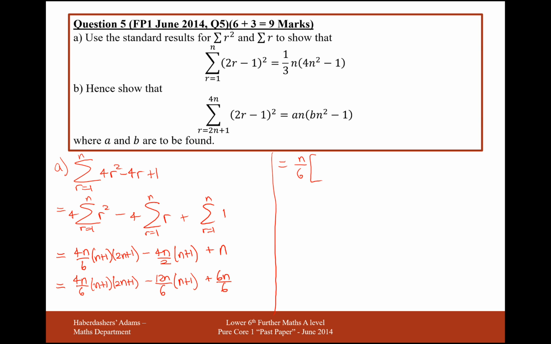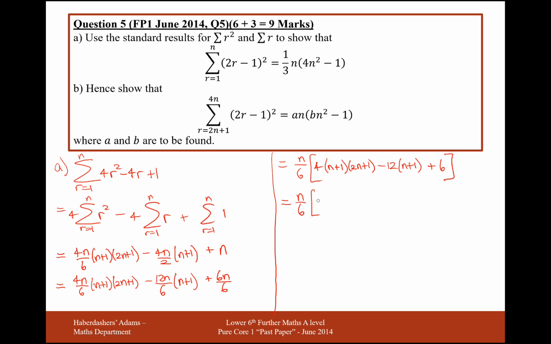So then I need to think about what I've got to put in my factorised bracket. Now looking at the first term, I need a 4 for the 4n. Already got the n pulled out and already got the 6 pulled out. So all I need here is 4, n plus 1, 2n plus 1. And then for the second term, I'm going to need to subtract, because there's a subtract on it, 12 and n plus 1. And then for the last one, it's just going to be plus 6, because I've already factorised out the n and the 6 there. So the next thing we need to do is expand this square bracket and simplify down.